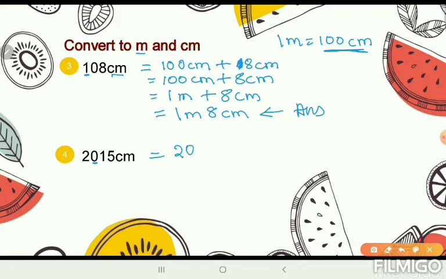I will write it as it is and make it like this, plus 15. Sorry, I forgot to write the unit. 2000 centimeter plus 15 centimeter. I can break it like this. Now this first term I am going to convert into meter.